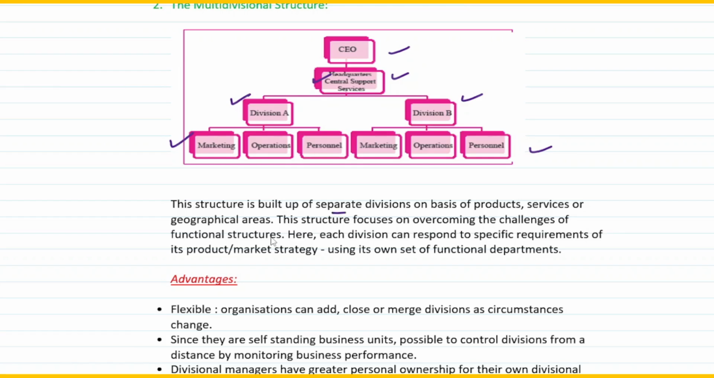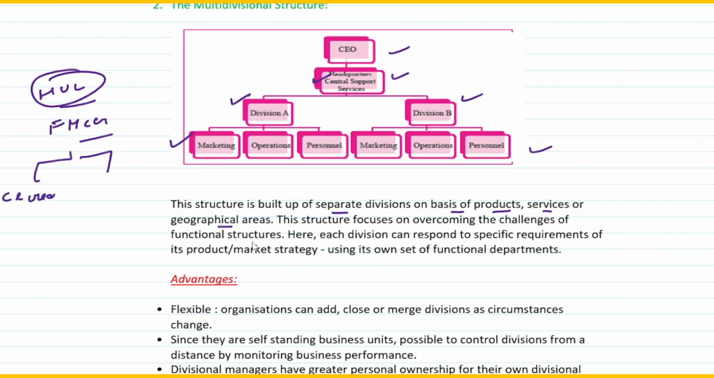This structure is built up of separate divisions on the basis of what? On the basis of products, services, or geographical areas. So when you have different products or services or geographical areas, you would find that there are different divisions. For example, take HUL, Hindustan Unilever Limited, a big FMCG company, fast moving consumer goods. They will have two divisions, say an ice cream division and a cosmetics division. The ice cream division will have its own functional departments, and similarly the cosmetics division. So this is the best example of a multi-divisional structure.